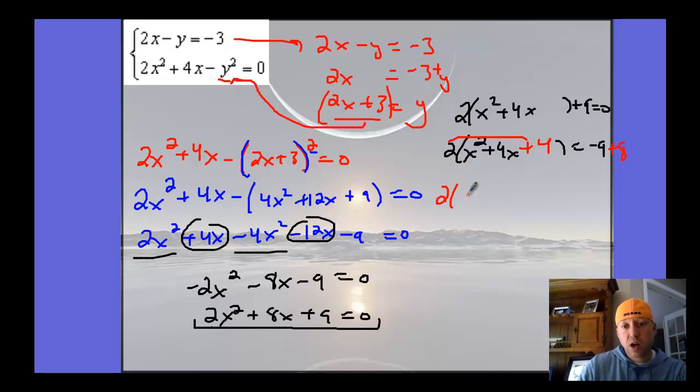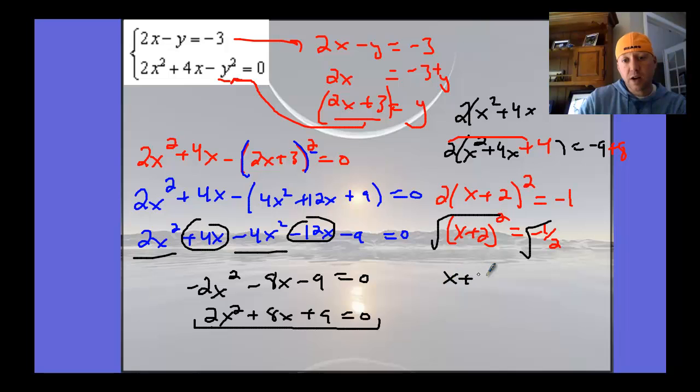So we have 2 times the quantity of x plus 2 squared equals negative 1. Notice I factored that portion. I'm going to divide by 2 and get negative 1/2. You could do a different order. You could have divided by 2 first, and then added the 4, and that would have also worked to give you the same value. So then we're going to square root both sides.